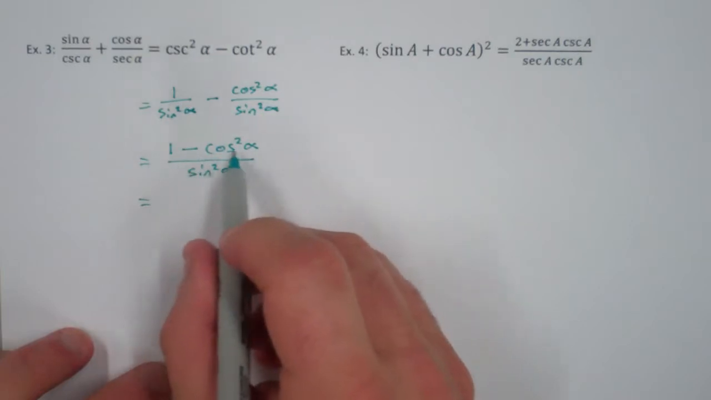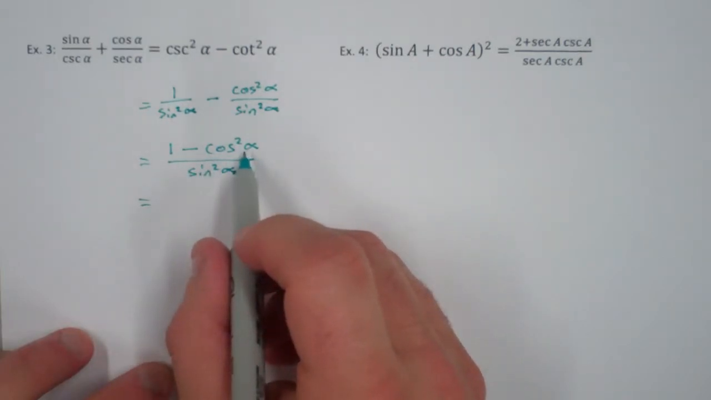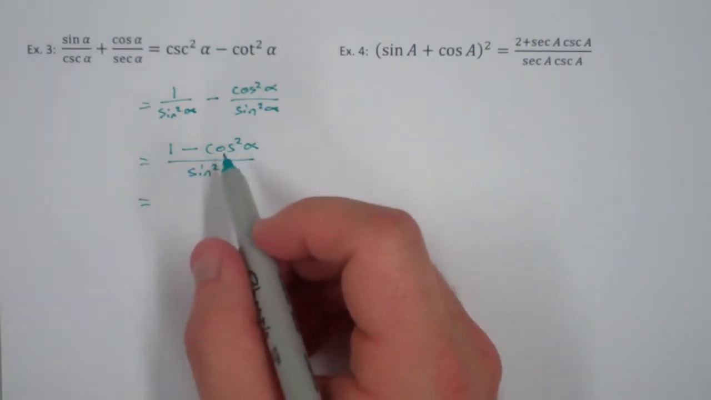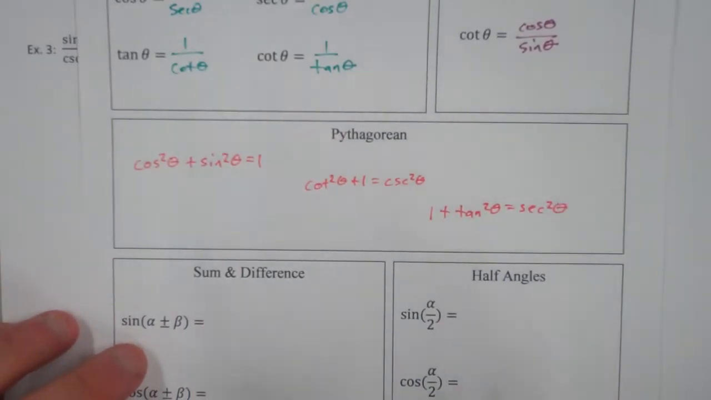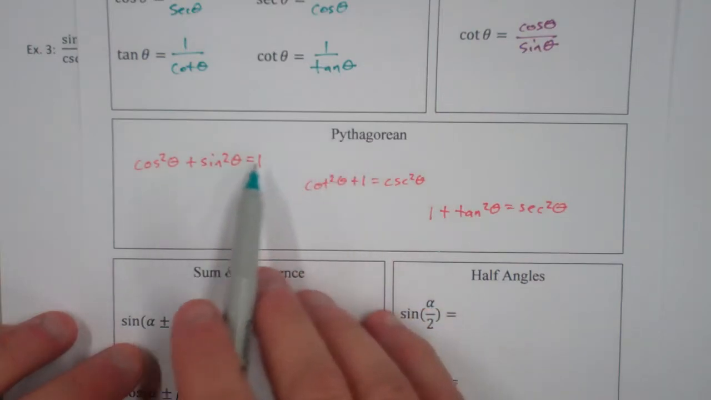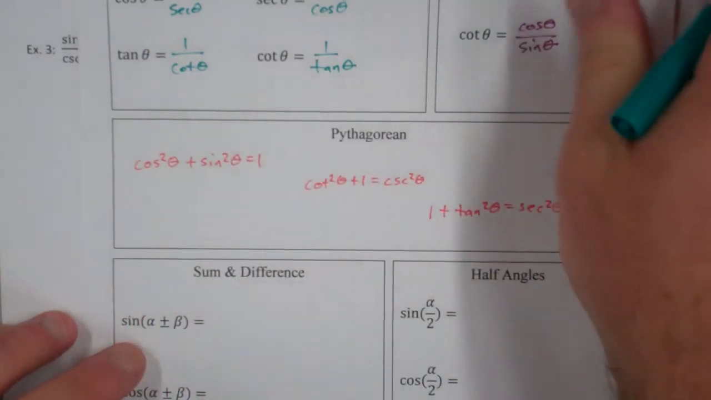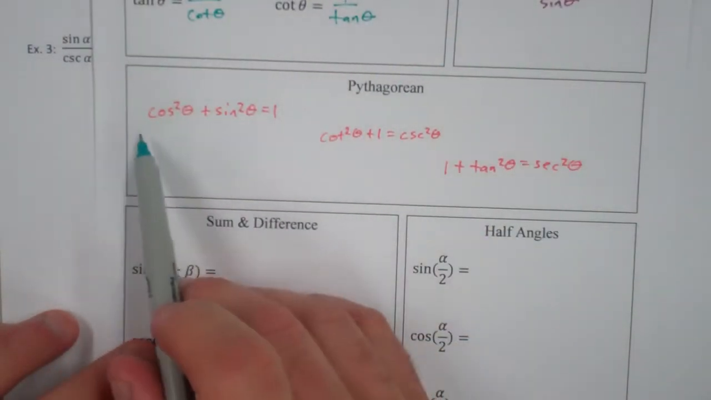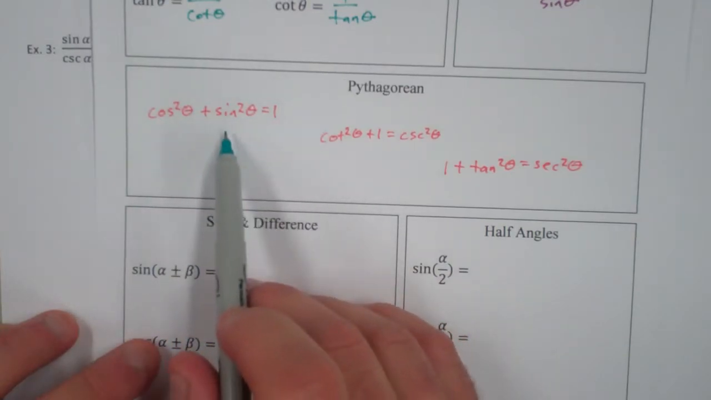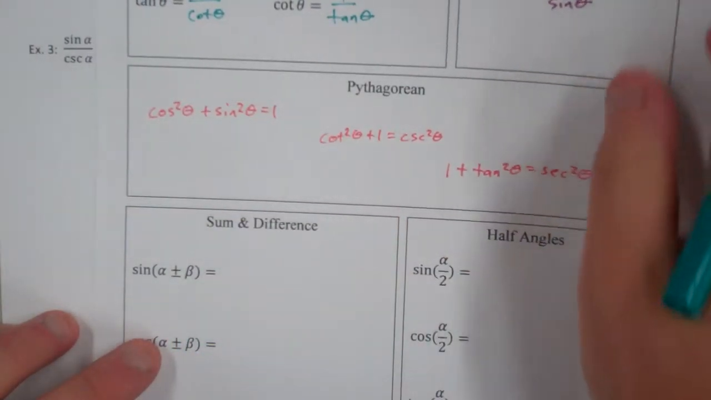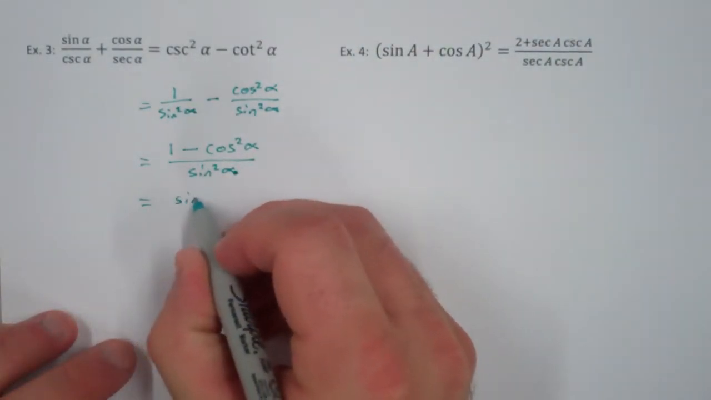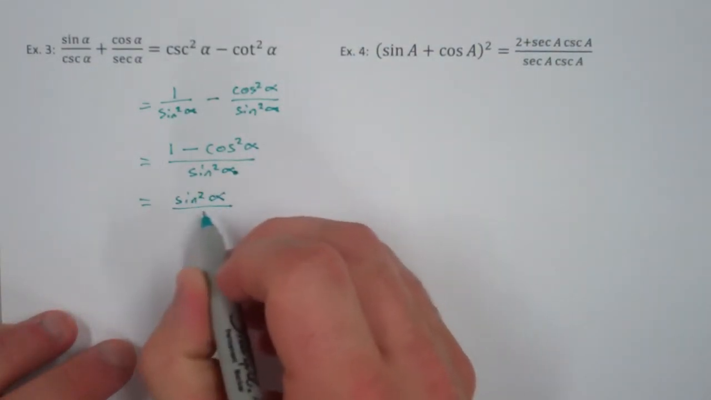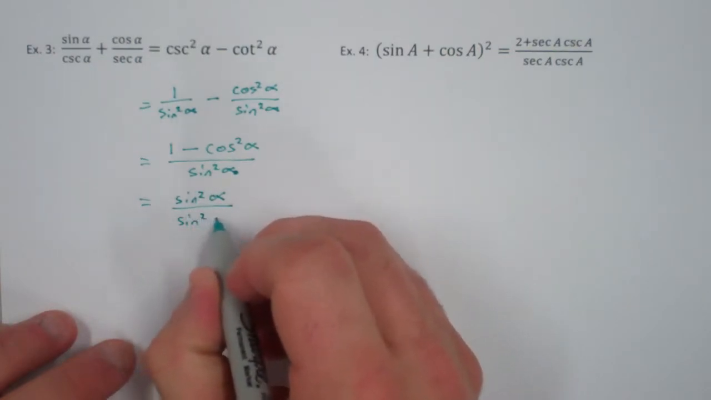And then I can change this 1 minus cosine squared into sine squared. And that's based off of the trigonometric identity using the Pythagorean theorem. So if I were to only subtract cosine squared from each side, I'd have sine squared equals 1 minus cosine squared. So I am allowed to change this out in the numerator for sine squared, and then I've got sine squared in the bottom.